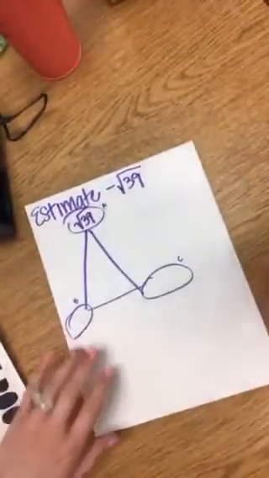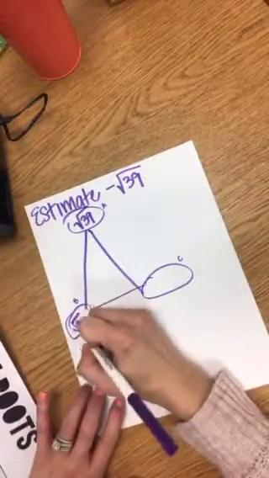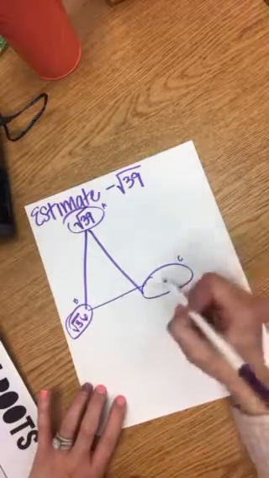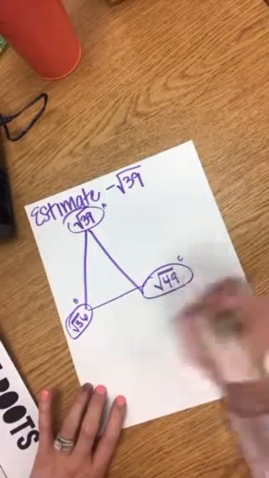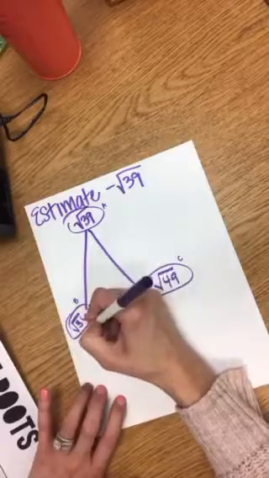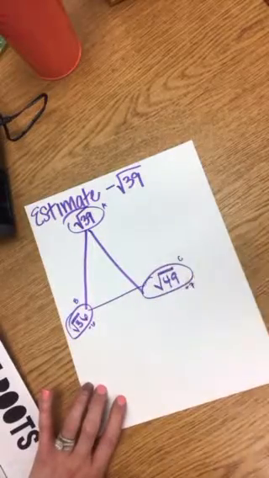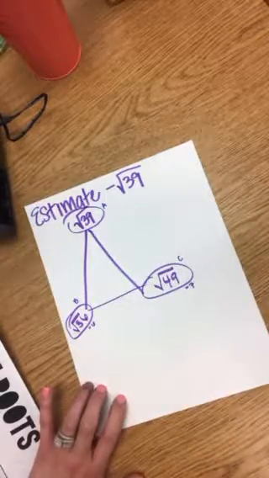I'm going to put the square root of 36 here, surprise, and the square root of 49 here. And I'm going to note that the square root of 36 is 6 and the square root of 49 is 7. That's going to help me later.